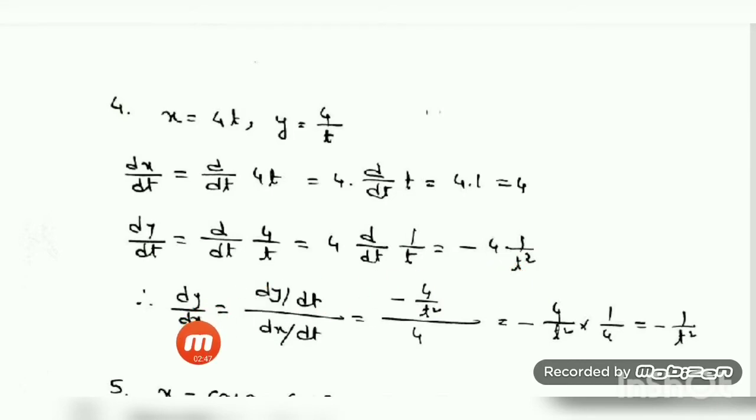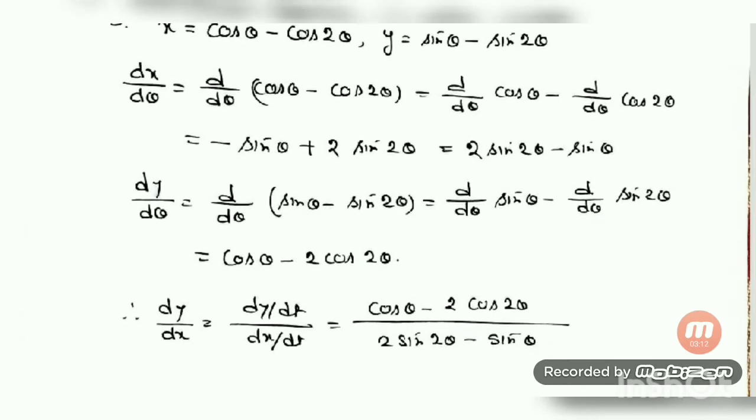Now you can write down your dy/dx. dy/dx equal to what? dy/dt divided by dx/dt. Substituting their corresponding values, we will have minus 4 by t square, that is dy/dt, divided by 4. Taking reciprocal or simplification, minus 4 by t square, and 4 can be written as 1 by 4. The 4 cancels out, minus 1 by t square will be your answer. Hope you understand the solutions.